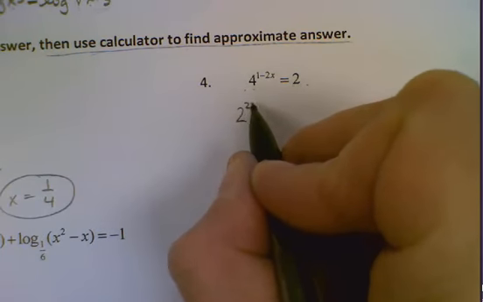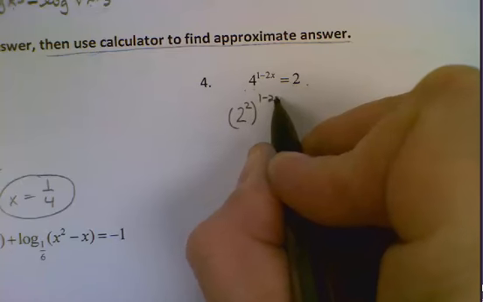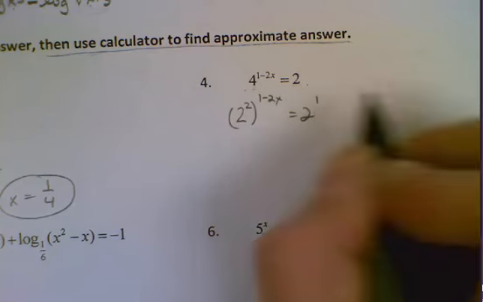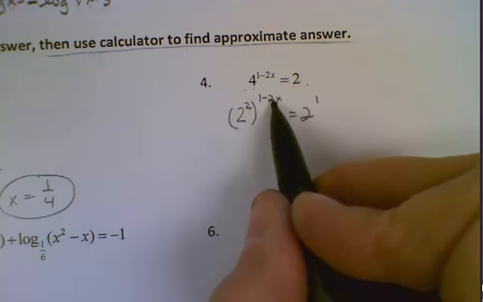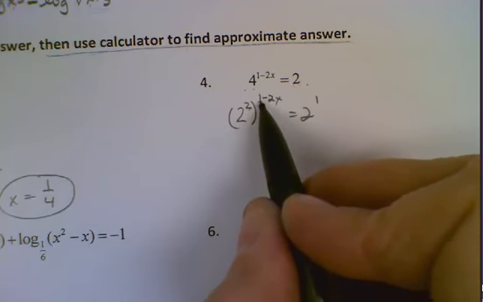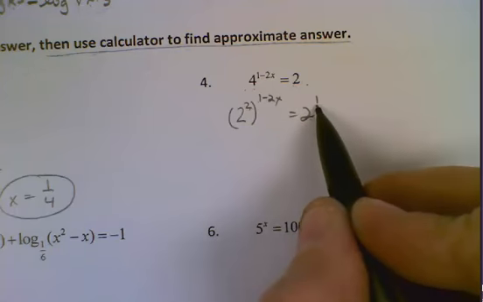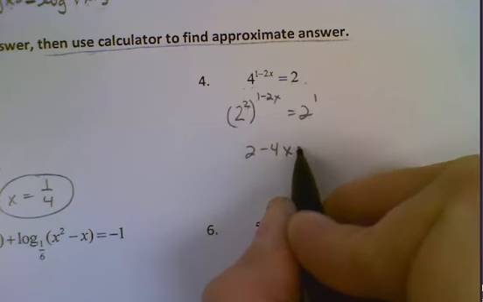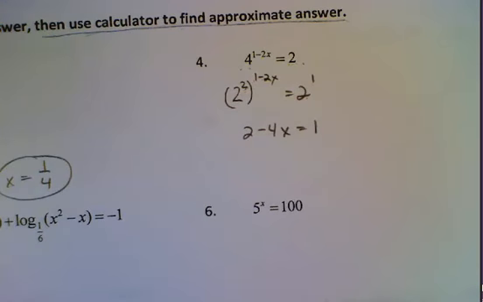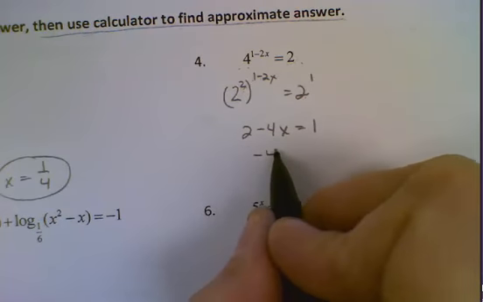4 is 2 squared, and the other one is just 2 to the first. And so now I have a power to a power, so I'm going to multiply those exponents. So I'm going to get 2 to the 2 minus 4x equals 2 to the first. And since I have like bases, I know those exponents have to be equal. And now I just solve that equation.